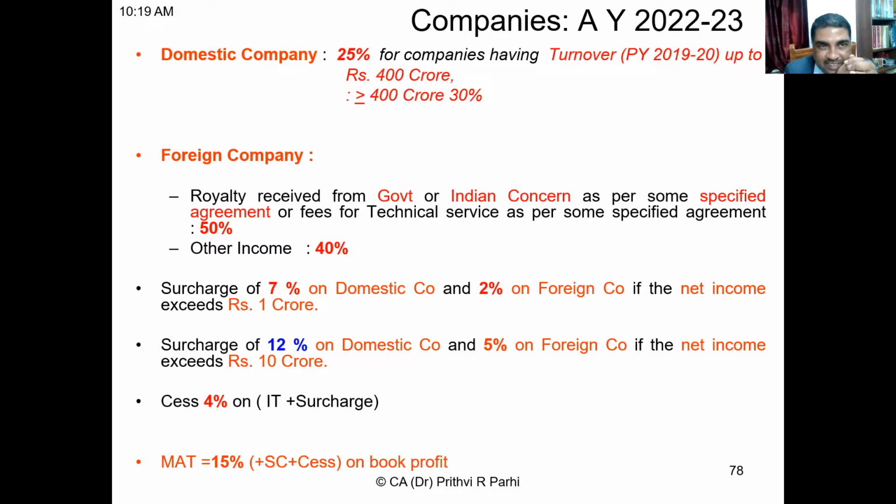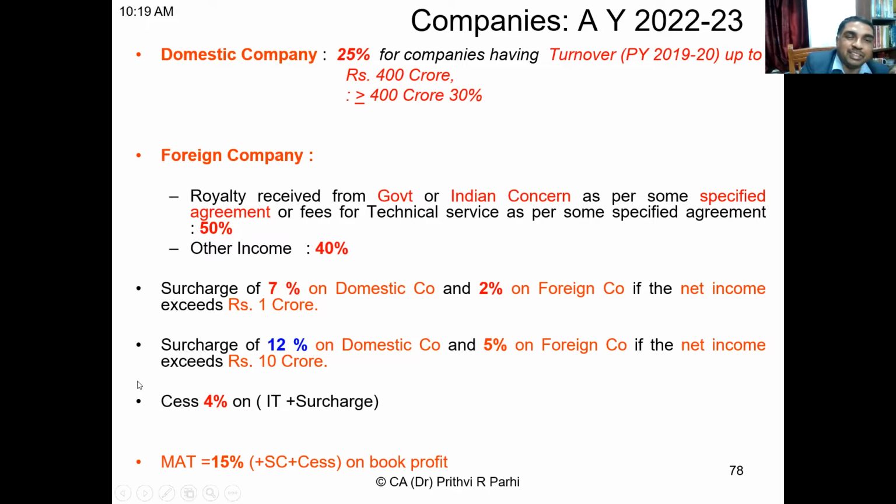Now, look at this slide. For a domestic company, I told you 25% for companies having turnover in the previous year 1920 up to 400 crore. And in case it is exceeding or equal to 400 crore, then it is 30%. For a domestic company, there are two rates, either 25% or 30%. For a foreign company, it depends upon the type of income.